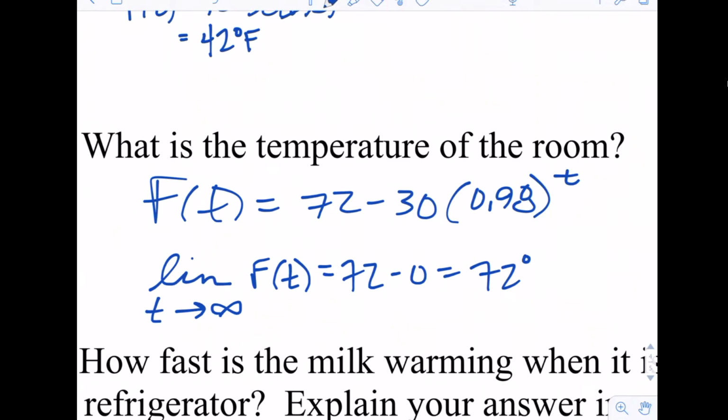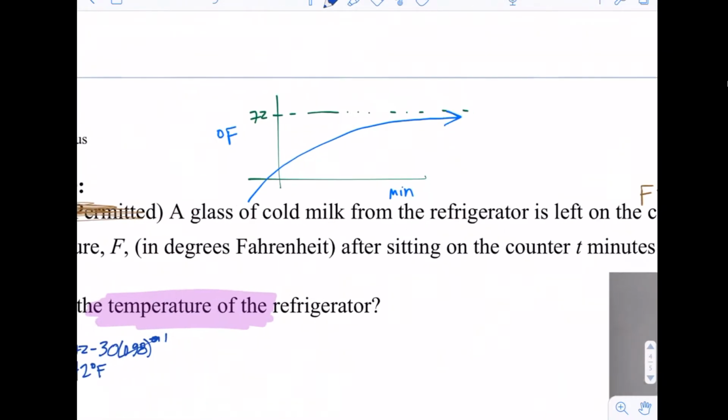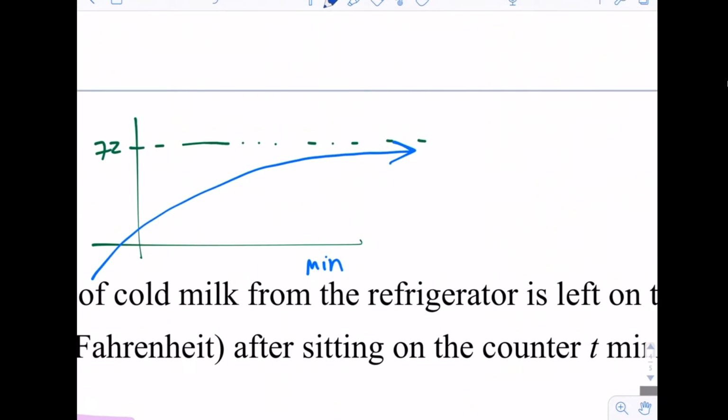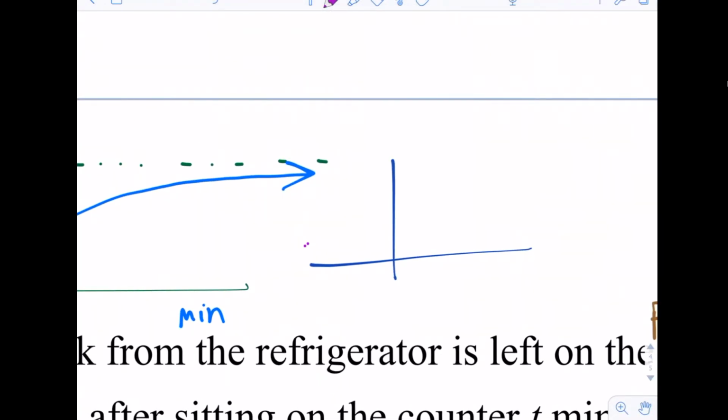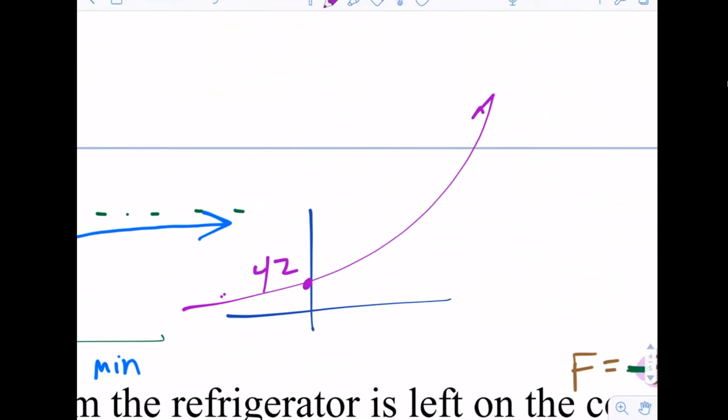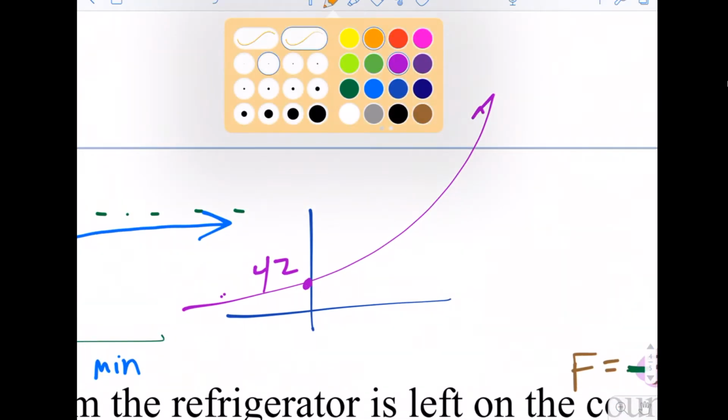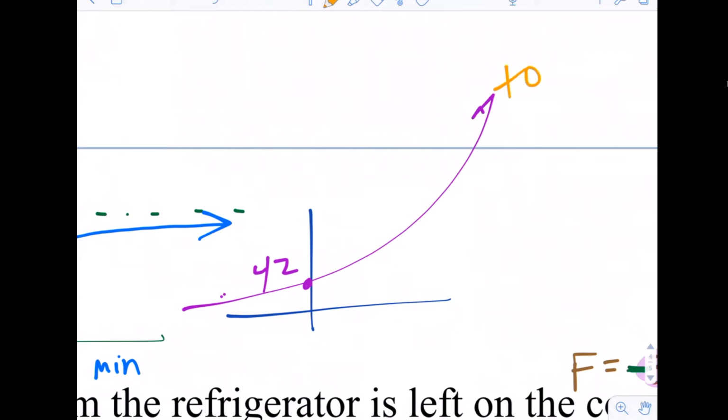Now, someone last period said, if the milk is warming up, why is it warming up like that? Why can't we just start with an exponential growth function like that and say that this is the starting temperature of the refrigerator, which was 42? What would happen in that case? Yeah, the milk would get pretty hot. In fact, it would get infinitely hot.